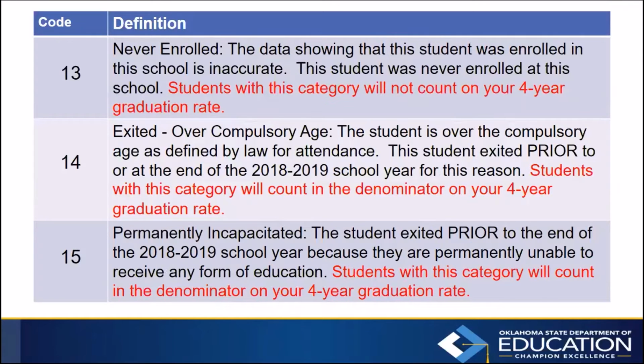A couple more. It seems like the list goes on forever, but I promise it doesn't. 13, they never enrolled. Students with this category will not count in your 4-year grad rate. And the 14 exited over the age. These students will count in the denominator for your 4-year grad rate. And then 15, permanently incapacitated. Students with this category will count in the denominator for the 4-year grad rate.